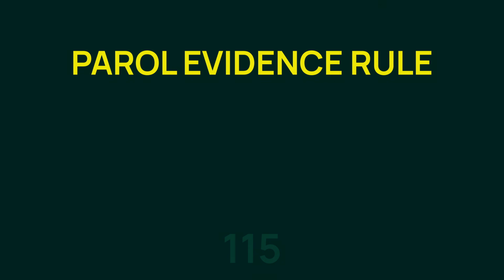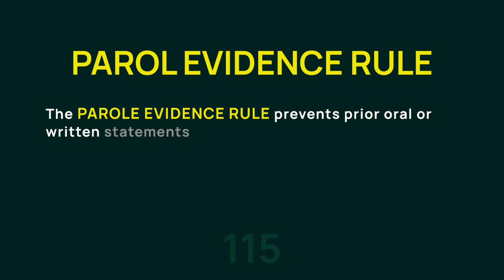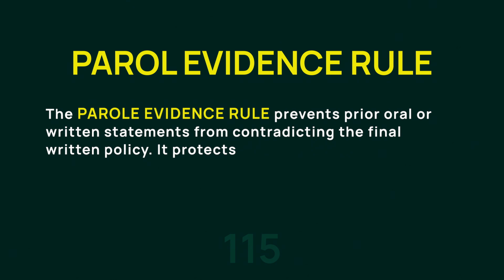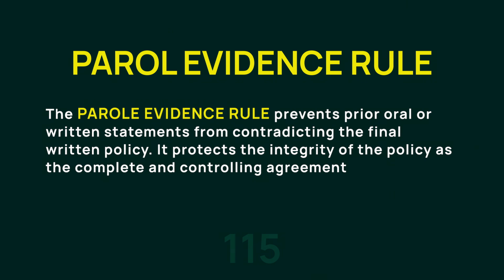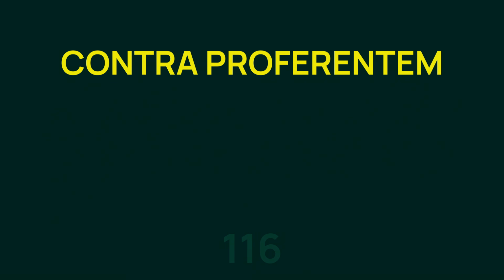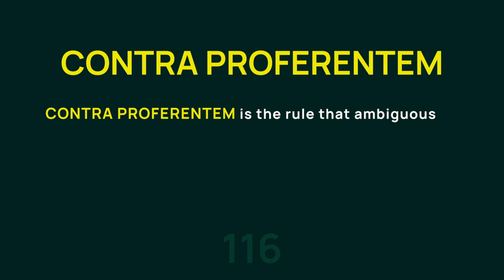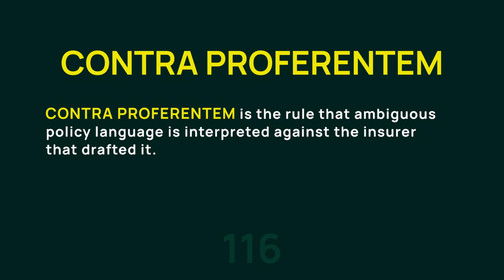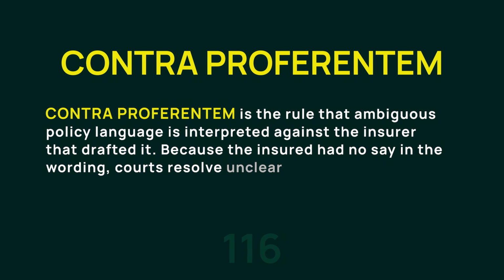Parol evidence rule. The parol evidence rule prevents prior oral or written statements from contradicting the final written policy. It protects the integrity of the policy as the complete and controlling agreement between the parties. Contra proferentem. Contra proferentem is the rule that ambiguous policy language is interpreted against the insurer that drafted it. Because the insured had no say in the wording, courts resolve unclear terms in the insured's favor.